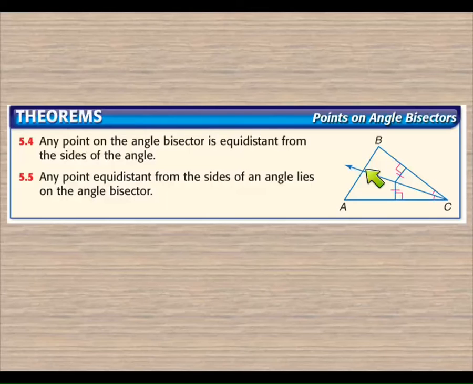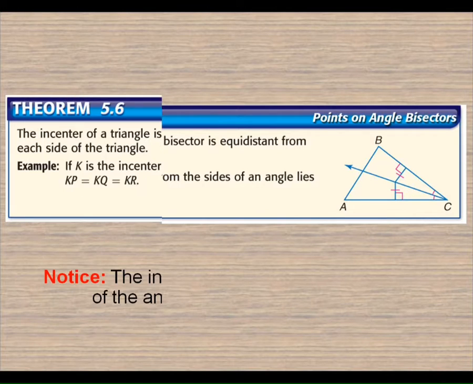An angle bisector, then it would be equidistant to the sides. So from here to B would be the same as from here to A. Okay? And then the converse of that's the next theorem. Any point that's equidistant from the sides is on the angle bisector. Okay? So keep in mind those theorems here.